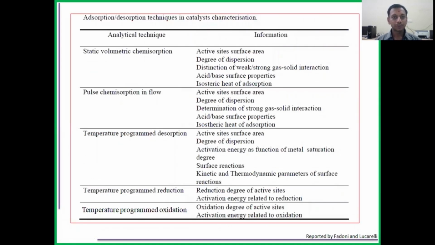So here, adsorption desorption technique in the catalyst characterization. Active site surface area is most important. Temperature programmed reduction, as I mentioned before, TPR, can give you the reduction degree of active sites and the activation energy related to the reduction. Temperature programmed oxidation is also there, TPO analysis. It can give you the oxidation degree of the active site. If your metal particles are on the support surface, it can give you an idea about the reduction as well as oxidation, the redox reaction. And desorption is also there, known as the temperature programmed desorption method, TPD.